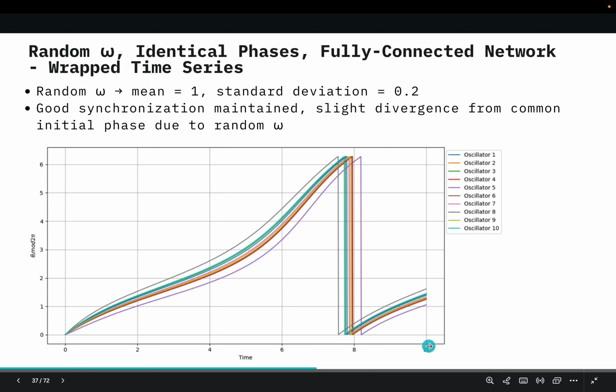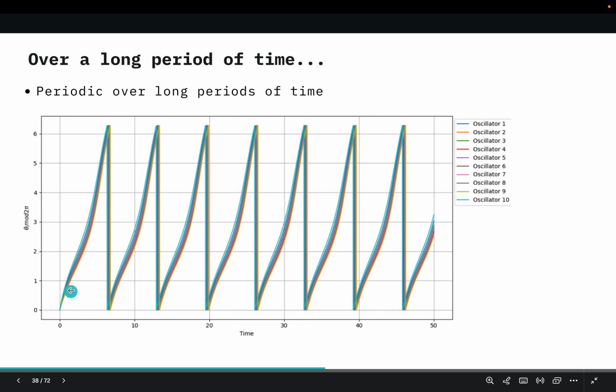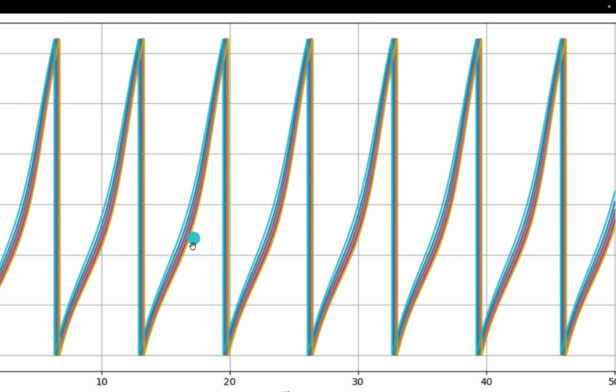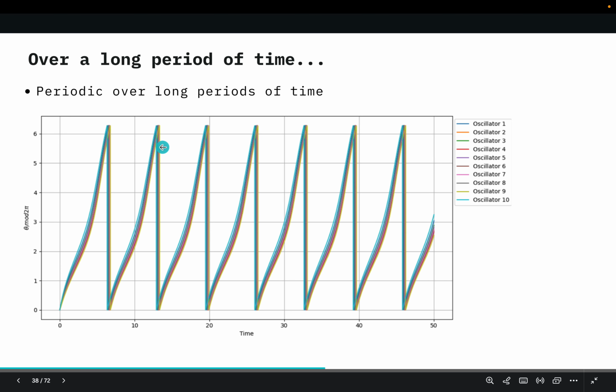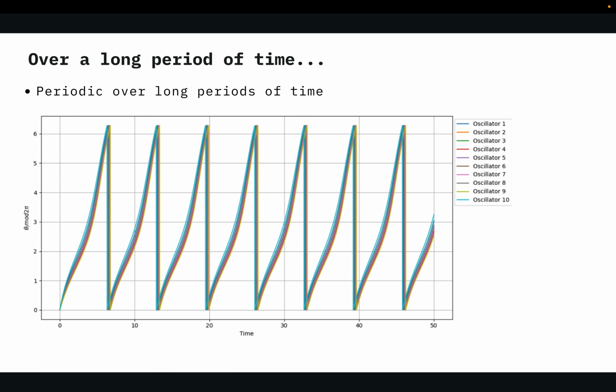This was for 10 time steps. This is for 50 time steps. You see, it more or less maintains synchronization. This is a constant phase difference. Not all the curves overlap, but you see the phase difference more or less becomes constant, and it keeps oscillating. This is one oscillation, 0 to 2 pi. Then it drops again, since this is the wrapped time series, so 2 pi means again the start. On the phase circle, it's more or less moving as a single group. So it's a synchronized group.